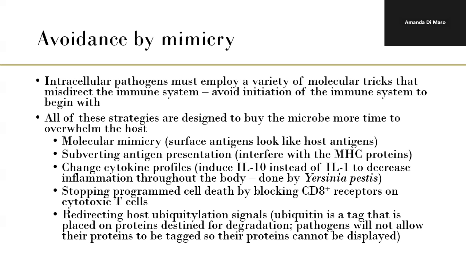So ubiquitin is a protein tag that we put on proteins destined for degradation. So we'll often do this a lot with bacterial proteins to create antigens to display. So some pathogens don't allow their proteins to be tagged. So if you can't tag them, you can't degrade them, and you can't display them. So therefore, you're evading the immune system still. Any questions about that?